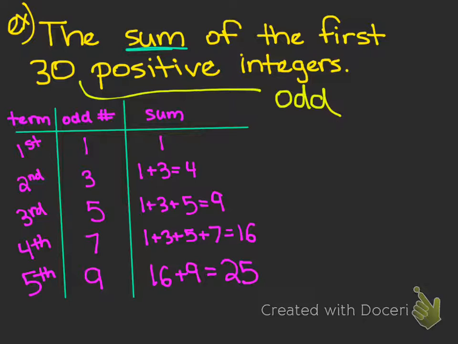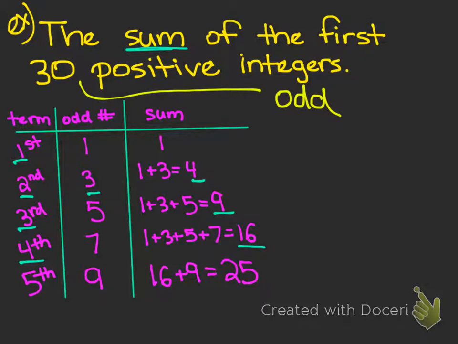Okay, so I want to know now the sum of the first 30 positive odd integers. Okay, so I've already started to make a chart here and just looked at each term, what the odd number was, what I was adding, and then the sum of those odd numbers. So the first term is 1, the sum of 1 is 1. The second term is 3, the sum of 1 and 3 is 4. The third term is 5, the sum of those is 9. The fourth term is 7, the sum of all those odds is 16.